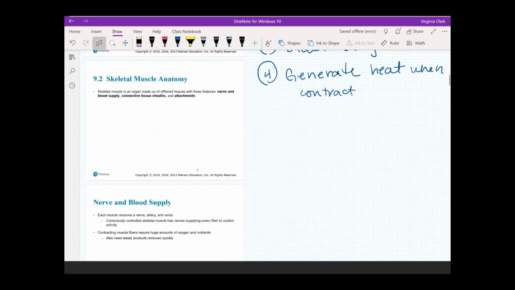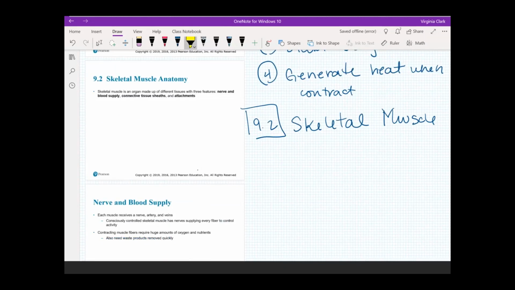Okay, so for 9.2 to I believe 9.8, everything else we're going to talk about is going to be skeletal muscle from this point forward. So that's the world we're going to be living in. So remember, skeletal muscle is striated and it is voluntary. So that's what we're going to live in right now.